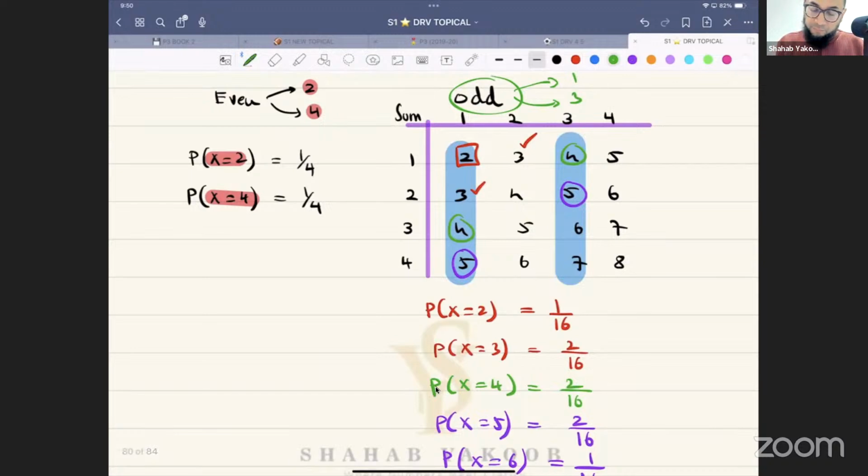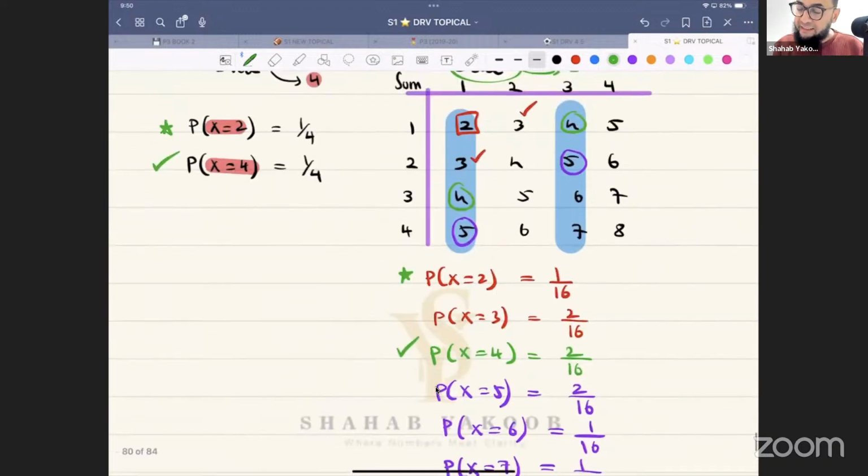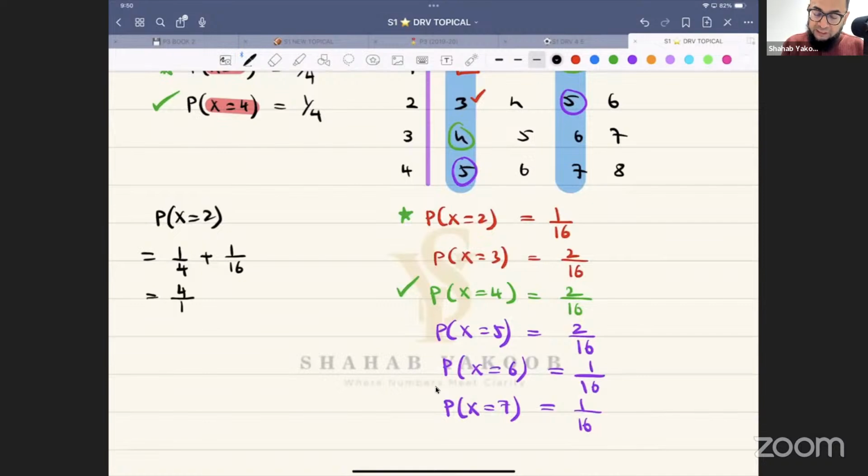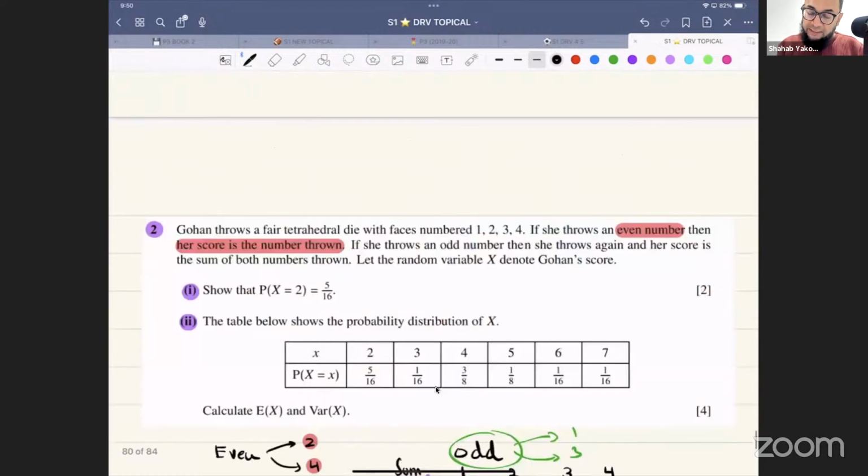Yes, there are. X is equal to 2, X is equal to 4. So let me add these. The other ones will remain as they are. So probability x is equal to 2 can be 1/4 plus 1 over 16. 1/4 can be written as 4 over 16, plus 1 over 16. That comes out to be 5 over 16. So probability x is equal to 2 is this.